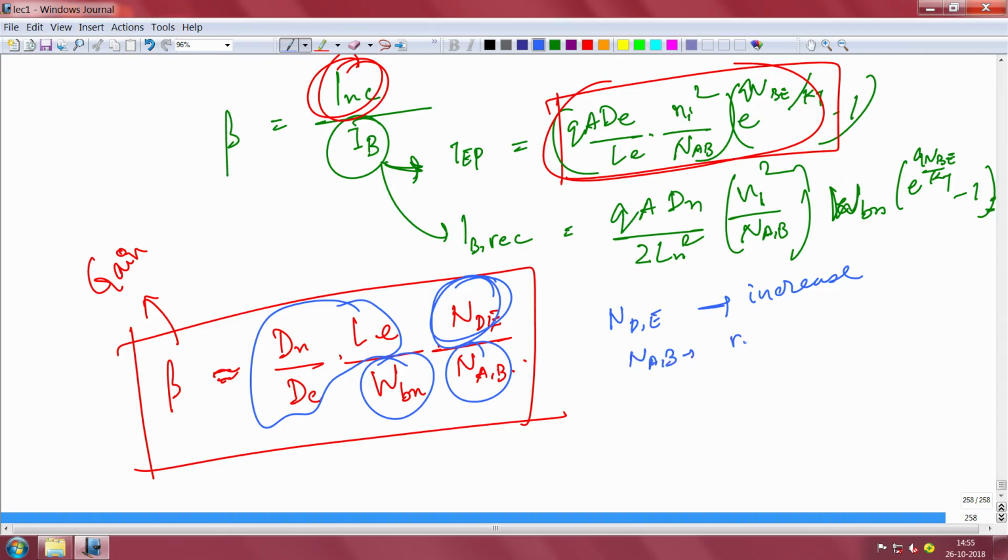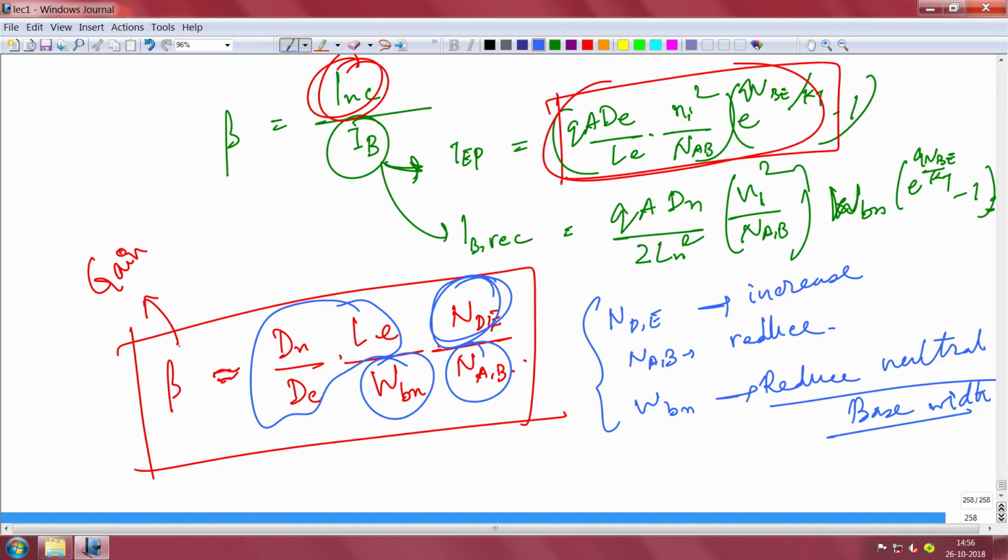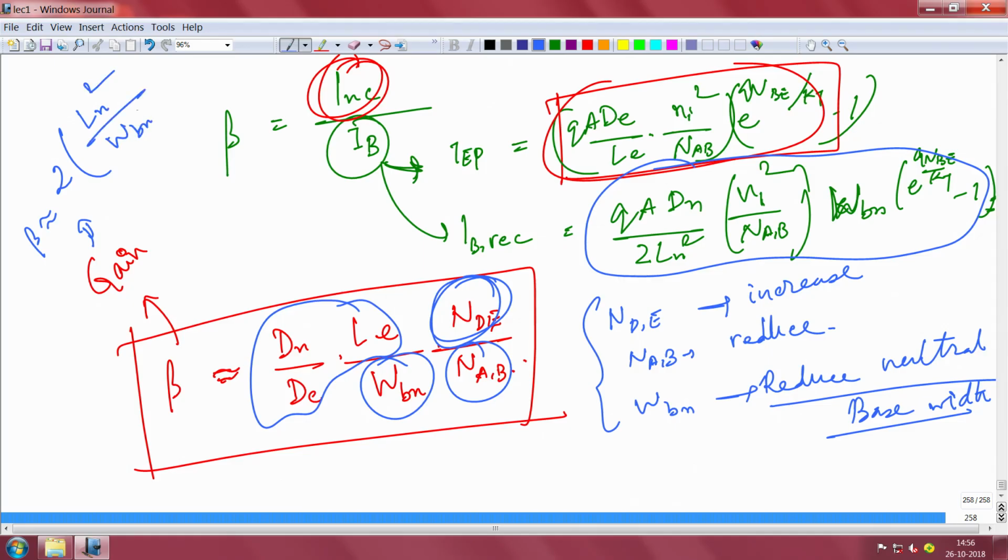Reduce the base doping and reduce the neutral base width, right, neutral base width. Make the base shorter. So if you satisfy these 3 conditions, your beta will go up. And of course if your beta is dominated by this, then your gain beta will look like 2 L_n square by W_BN square, in which case also more than doping your base width should be narrow. In that case the base current will become smaller and your gain actually will become larger. Okay. So, these are the ways in which you can make the transistor have a higher gain and make it a better device. Okay.